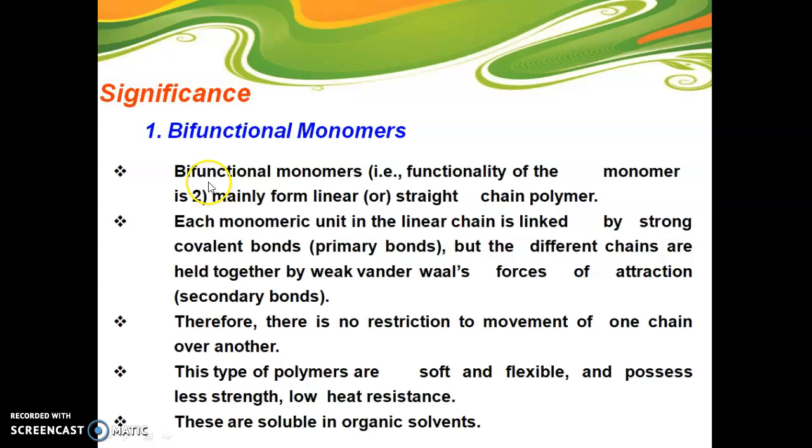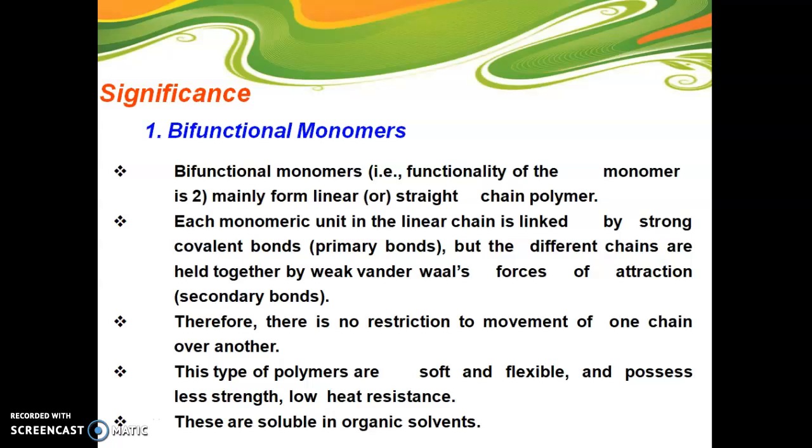For bifunctional monomers, the functionality of the monomer is 2. Mainly it forms linear or straight chain polymers. Each monomeric unit in a linear chain is linked by a strong covalent bond, but different chains are held together by weak van der Waals forces of attraction. It is a secondary bond. The covalent bond is considered a primary bond, and weak van der Waals forces are considered secondary bonds. Therefore, there is no restriction to the movement of one chain relative to another chain.